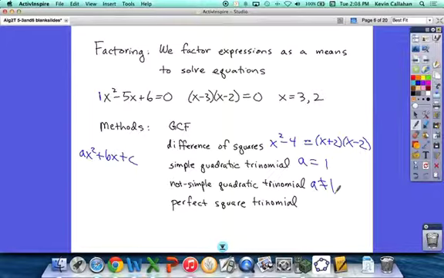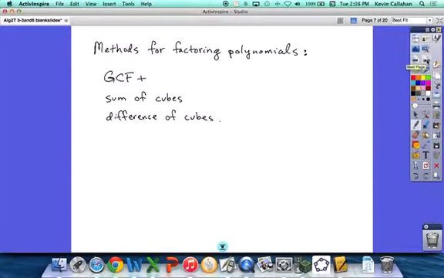And then we had perfect square trinomial. Okay, the new ones that we do today are what I'm calling GCF plus, which we kind of did in the last chapter. It means that we'll start with a GCF and there'll be a little bit more to do. And then the sum and difference of cubes, right? Those are definitely new methods for us today.